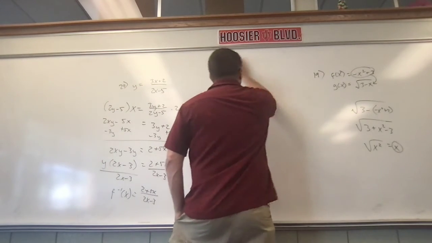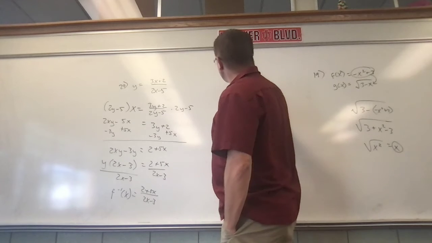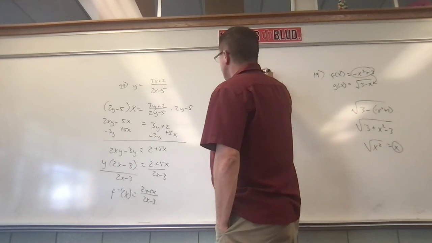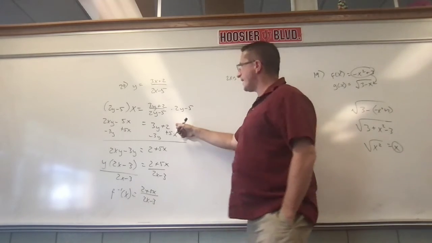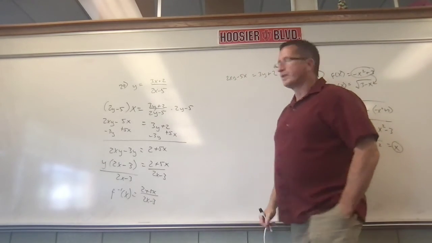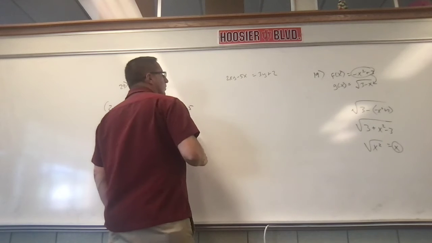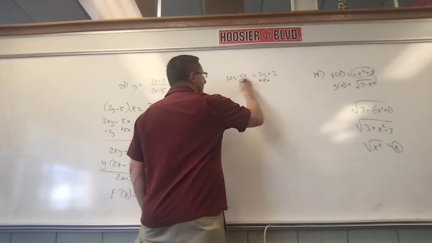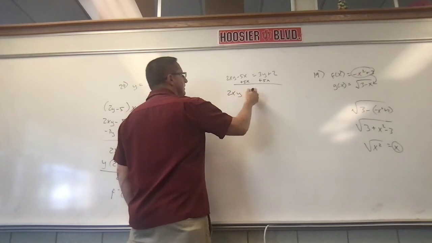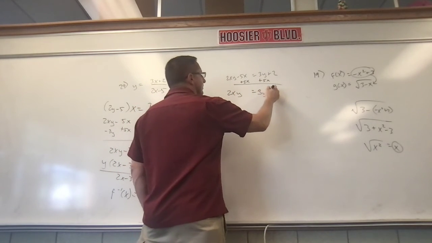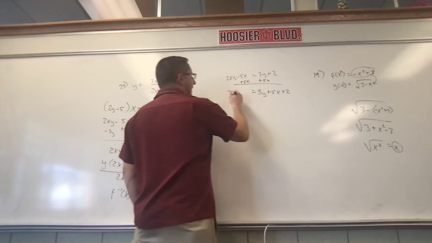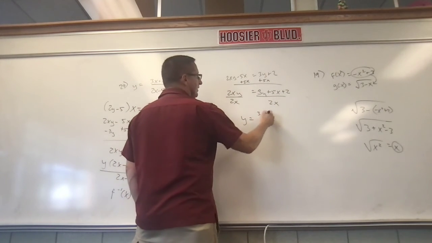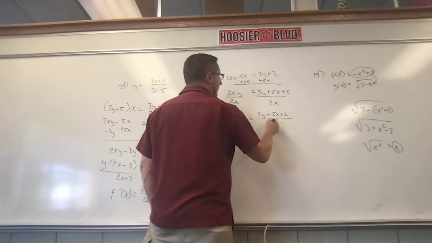Okay, at this point, when we had 2xy minus 5x equals 3y plus 2, at this step right here, before I showed you what to do, some students might say, why don't we just do this? Let's add 5x. We have 2xy equals 3y plus 5x plus 2, and then divide by 2x. Y equals 3y plus 5x plus 2 over 2x.